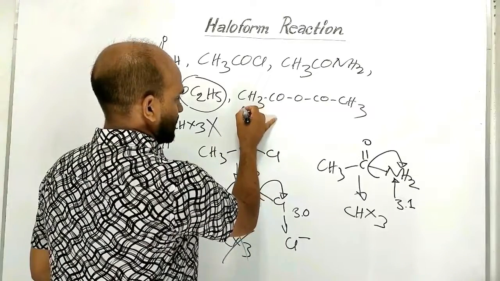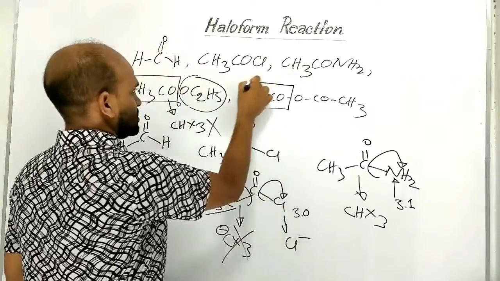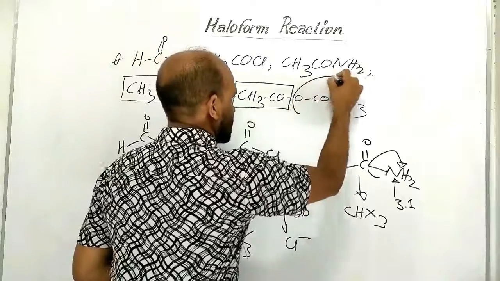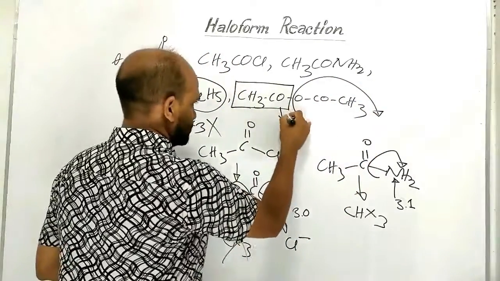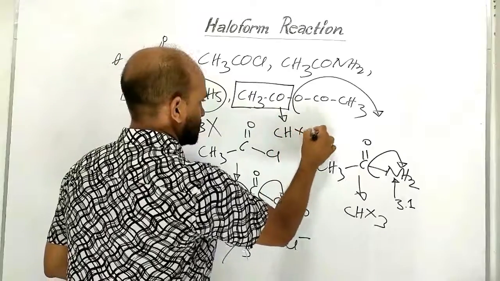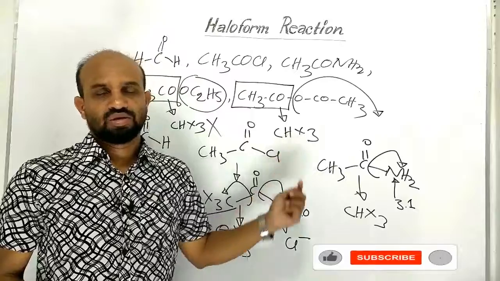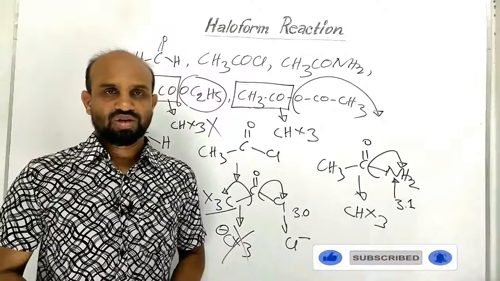This is acetic anhydride that contains methyl carbonyl group, but it acts as beta leaving group. That is why from this compound haloform is not formed as well. This is all about haloform reaction. Thank you very much.